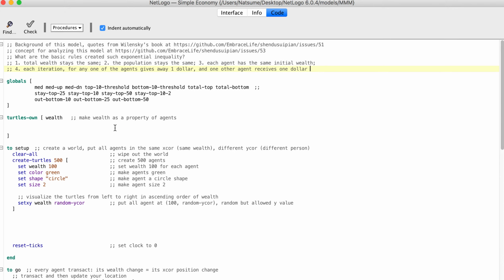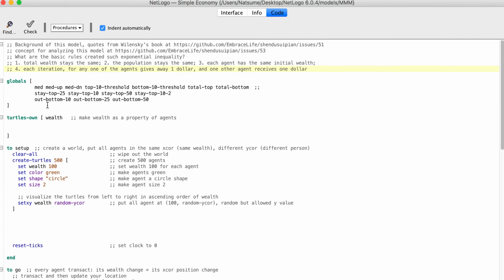So let's quickly examine how those 4 rules are written into the NetLogo code. Let's look at the setup. In setup, we created 500 turtles. So there are 500 agents in this model. And each turtle has the same amount of wealth, which is 100. So the total wealth would be 50,000. So now we have established these 3 rules.